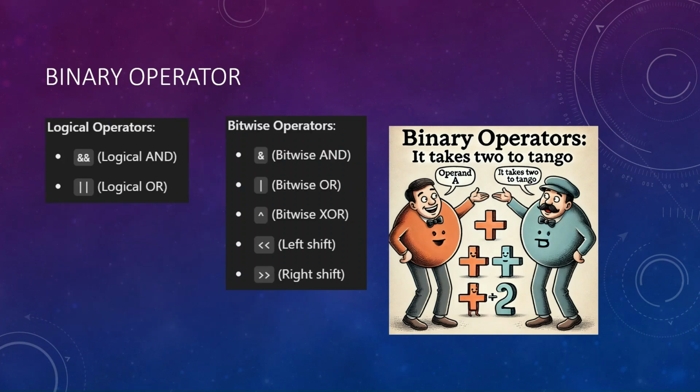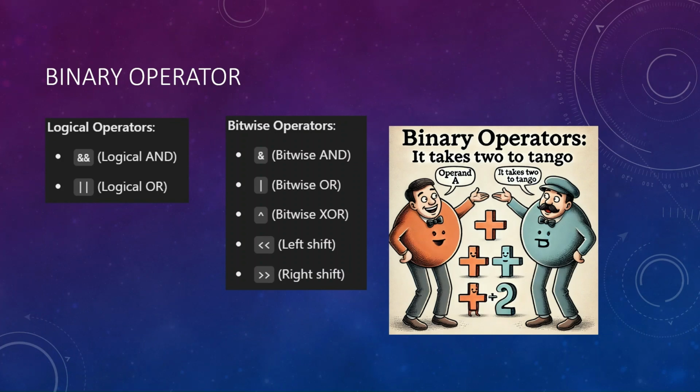The next on the list is logical operators. Logical operators combine Boolean expressions and return a Boolean result based on the logic of the operands. AND returns true only if both the operands are true, or OR returns true if at least one of the operands is true. For instance, if you have two Boolean expressions A and B, the expression A AND B will only be true if both A and B are true. On the other hand, A logical OR B will be true if either A or B is true.